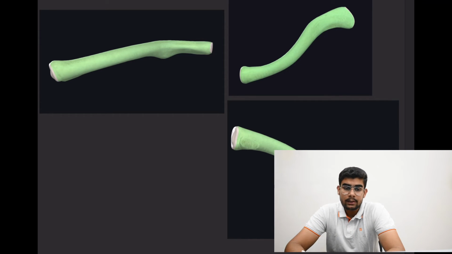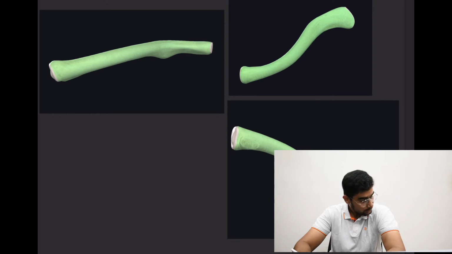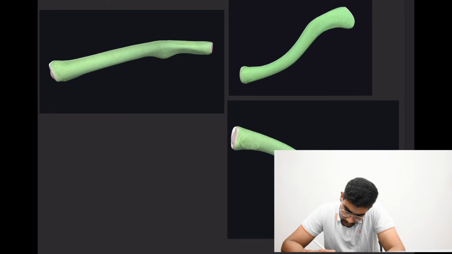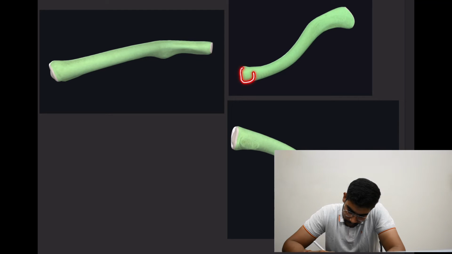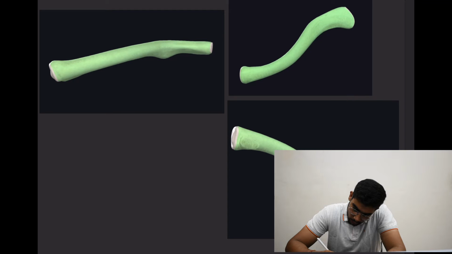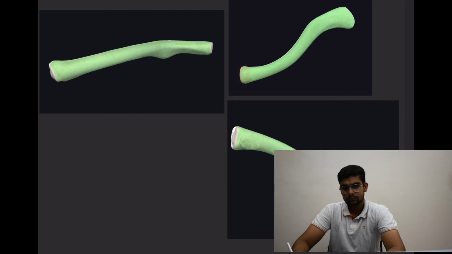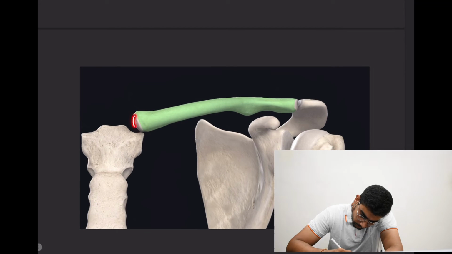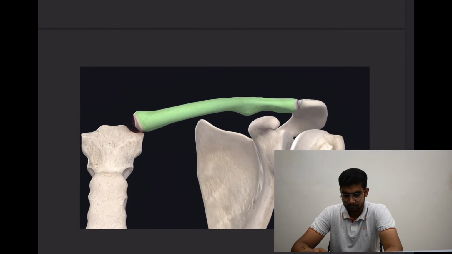Now, talking about its ends, the sternal end is expanded and bears an articular surface for the manubrium of the sternum. It is also roundish to quadrilateral in shape. So, here you can see this is the sternal end. Here you can see it is roundish and it articulates with the manubrium as shown here.